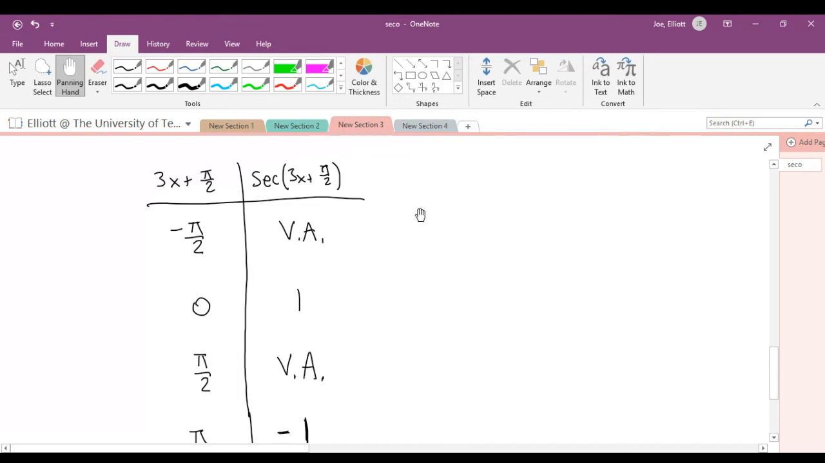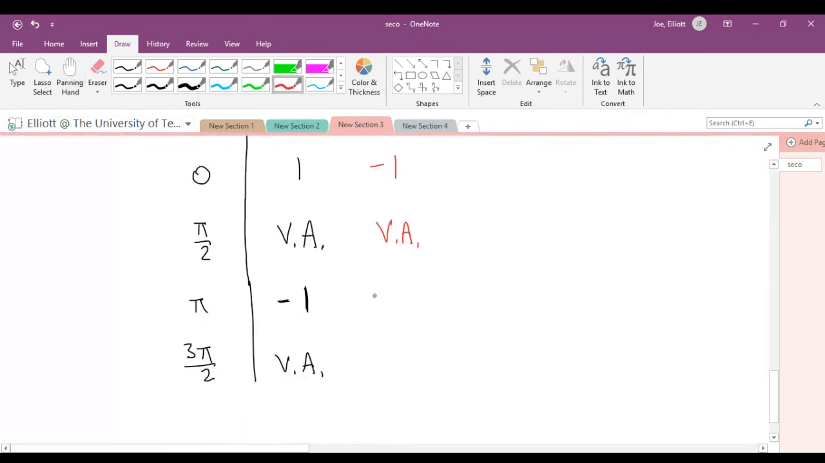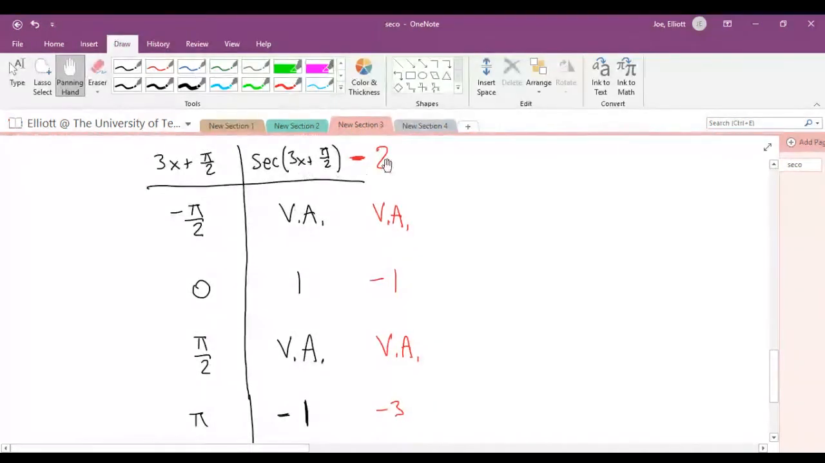But there's a couple of things we have to do to actually plot our function. So first is our function had a vertical shift of minus 2 built into it. So then I'd want to subtract 2 from all the values in this column. So I'm going to subtract 2 from everything. Of course, you still have a vertical asymptote at these locations, though. Okay, so now that column in red represents the values of our function itself.